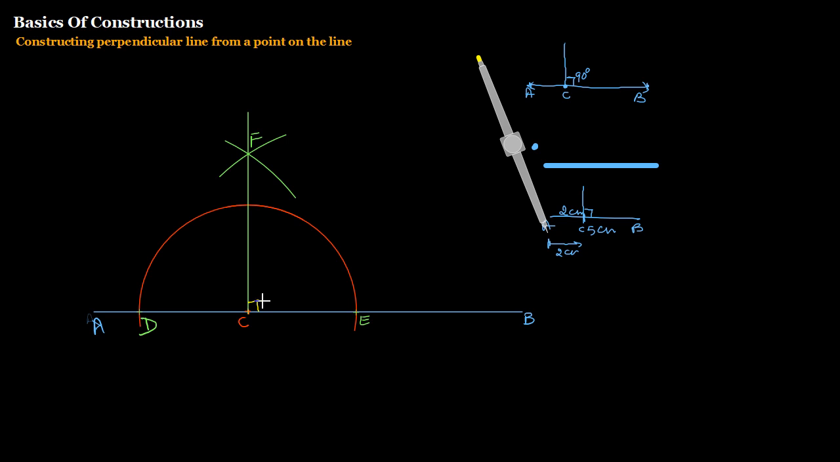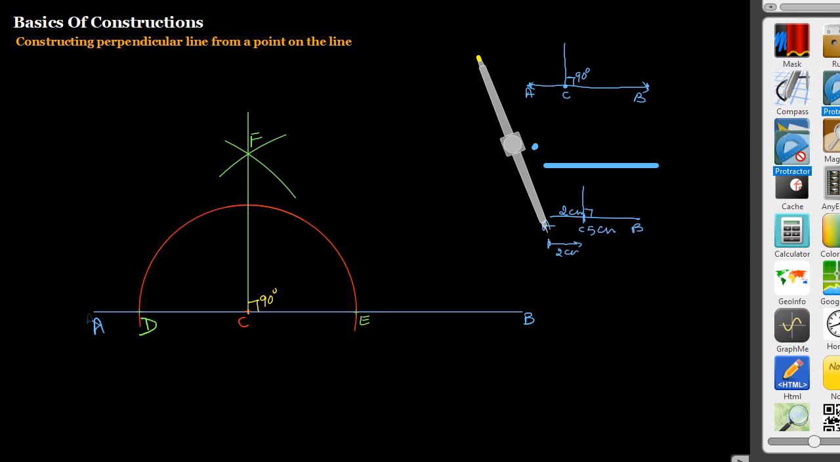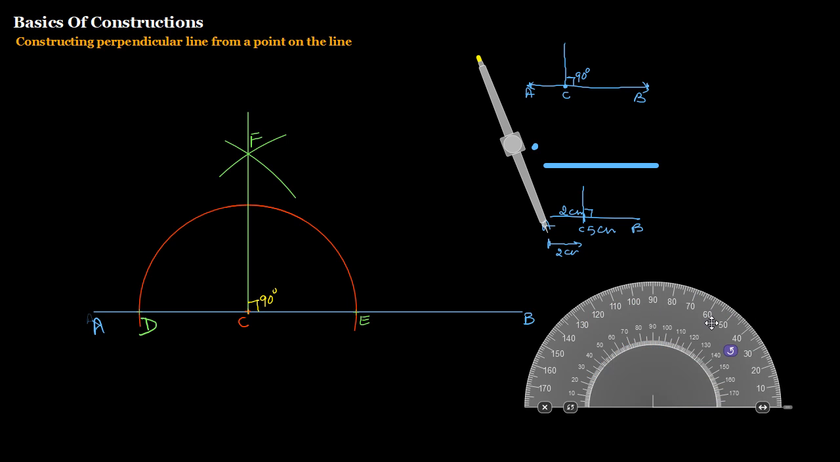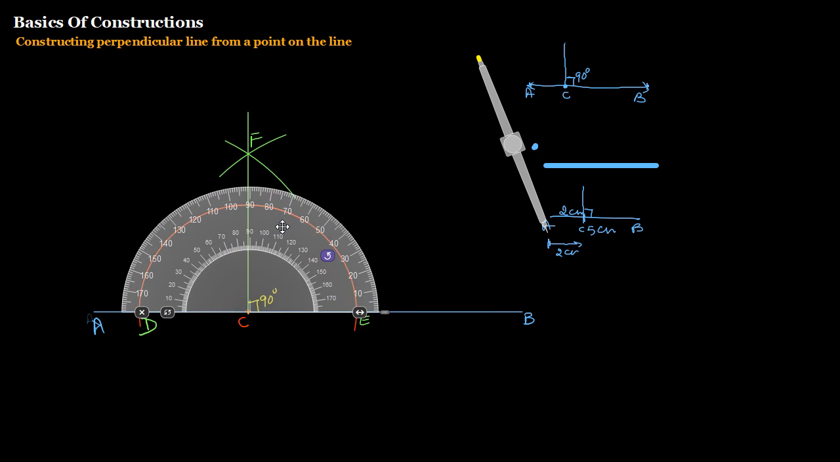This is supposed to be 90 degrees. So let's just check that. Take your protractor and place it on line AB, with the midpoint touching point C. As you can see, that's exactly 90 degrees. So this is how you construct a perpendicular line from a point on the line.